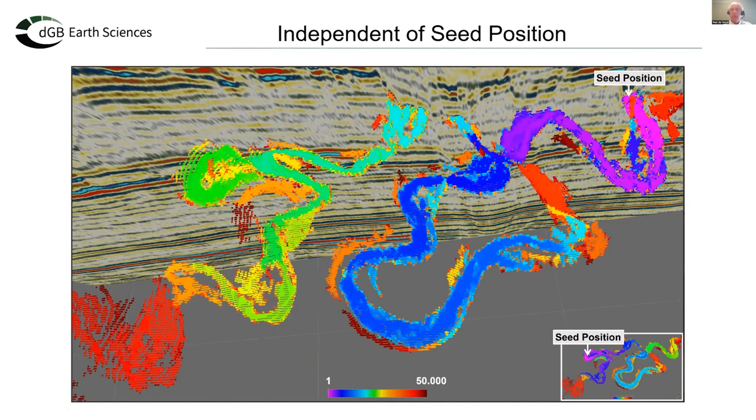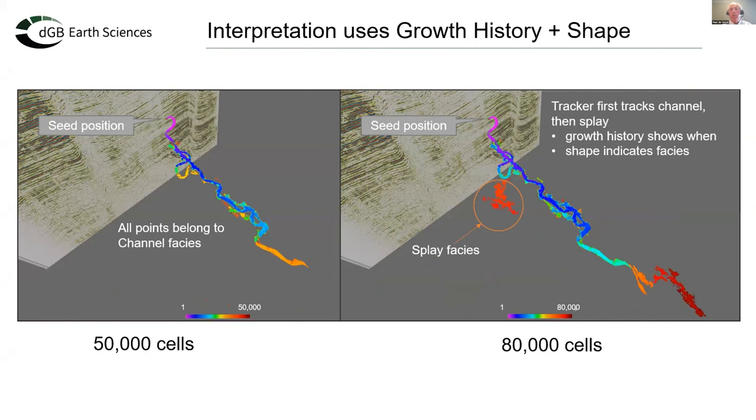The nice thing about this tracker is that if I start tracking from another position, like for instance, in this small inset, you can see I started from here. I get exactly the same body back, the same channel is tracked, but now the history is different because I'm adding new cells from this position rather than from over here. And that gives me an interesting property in my goal for creating examples for my machine learning model. Because now I know if I track from a particular position, for instance, in this case, 50,000 points, I can see that all these points belong to the channel facies. So I can use all these points as targets for a machine learning model.